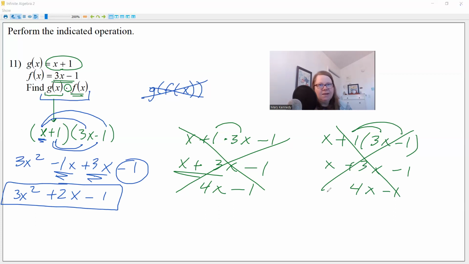So you can see how far away that is from the wrong answers that we would have gotten if we'd messed up. So just a good reminder that we've got to use those parentheses to help us remember, okay, I've got to distribute both parts here to get the right answer.